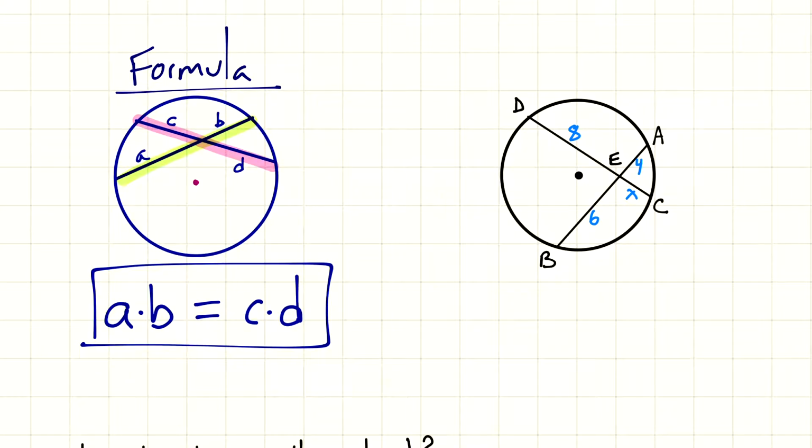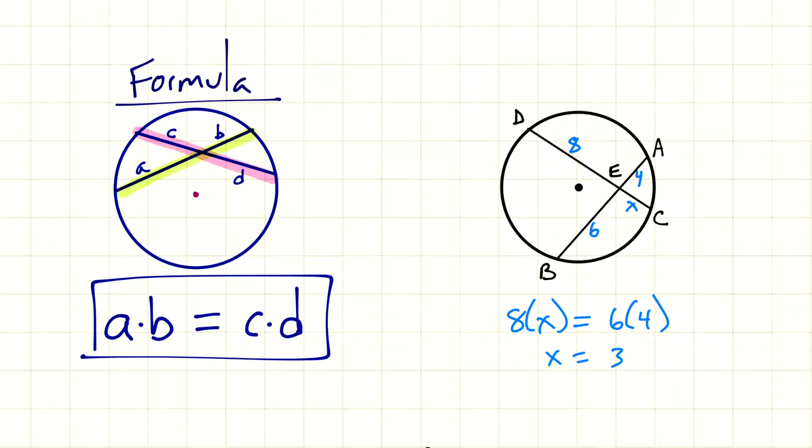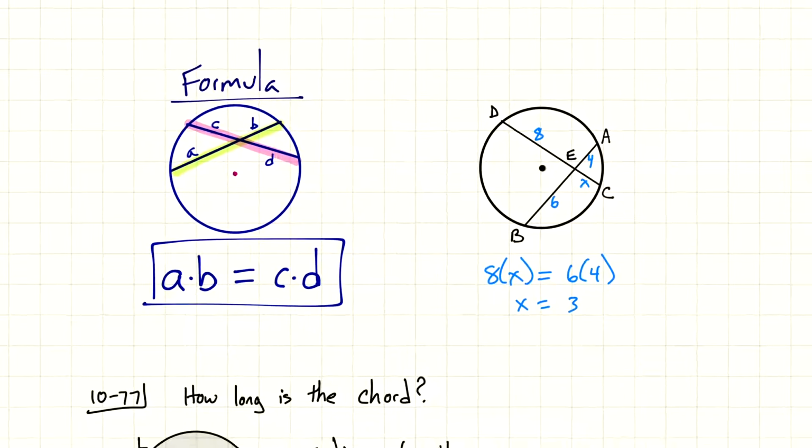Shortcut is, if it's on the same line, then we multiply it. So in this case, we have 8 and X in the same line. So I would do 8 times X, and 6 and 4, right? And that's it. And then it's ready to solve. You can multiply and divide, and you'll end up with X equals 3. All right, so that's a general idea of how to do that problem, common test question.